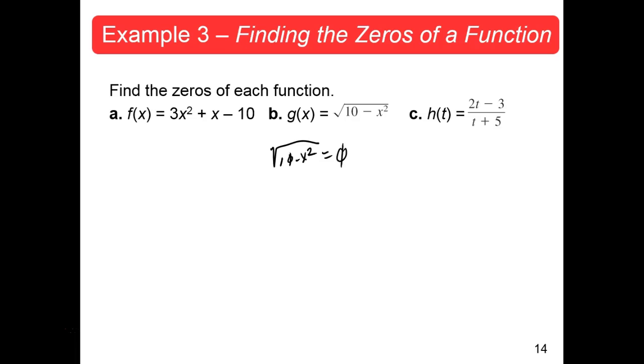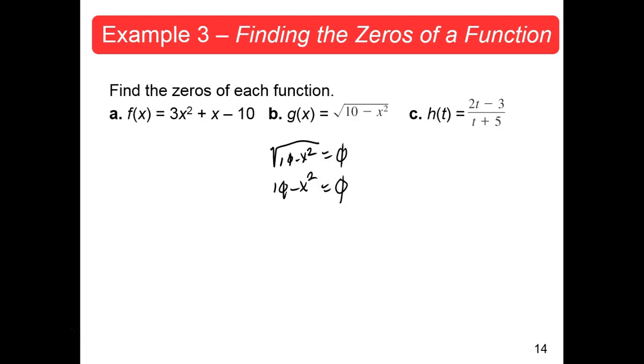Now, here's a little warning. Anytime you square both sides of an equation, this one's not going to hurt us, but you really ought to check your answers and make sure they work, because sometimes squaring both sides of an equation will introduce what they call extraneous solutions, solutions that look like they're right but really are not. So it's a good idea to check. But if you square both sides, what do you get? 10 minus x squared is equal to 0. It's almost like we just erased the radical.